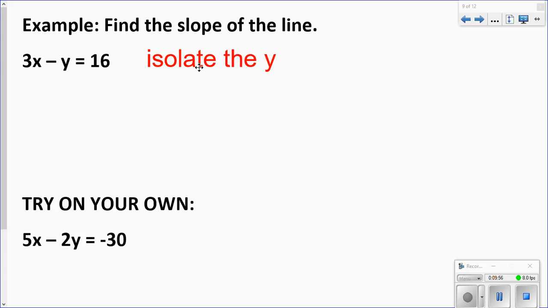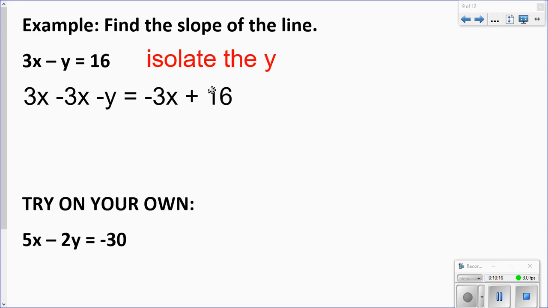Our job is to isolate the y. Get y by itself. It should come out to be in slope-intercept form, and then we can just identify the slope. So, going back to literal equations that we learned a couple units ago, I'm trying to get this y by itself. So, the very first thing I need to do is get rid of this 3x. So what I do is I subtract 3x from both sides.